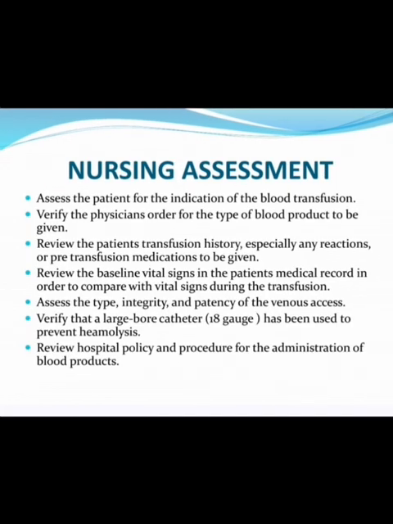The nursing assessment for blood transfusion: assess the patient for the indication of the blood transfusion, verify the physician's order for the type of blood products to be given, review the patient's transfusion history, especially any reactions or pre-transfusion medications to be given, review the baseline vital signs in the patient's medical record in order to compare with vital signs during the transfusion, assess the type, integrity and patency of the venous access, verify that a large bore catheter, that is 18 gauge, has been used to prevent hemolysis, and review hospital policy and procedure for the administration of blood products.